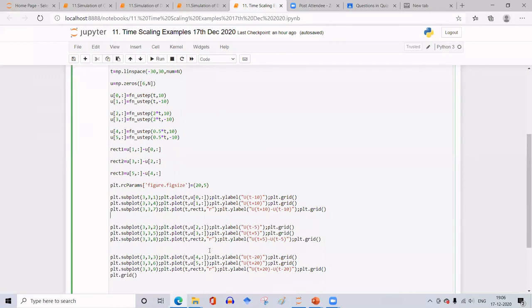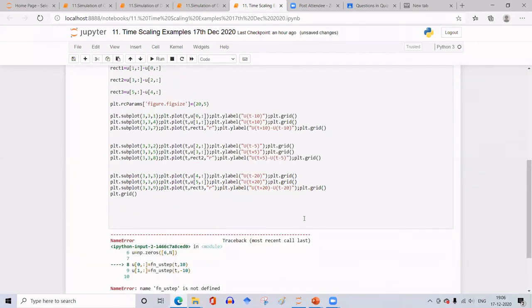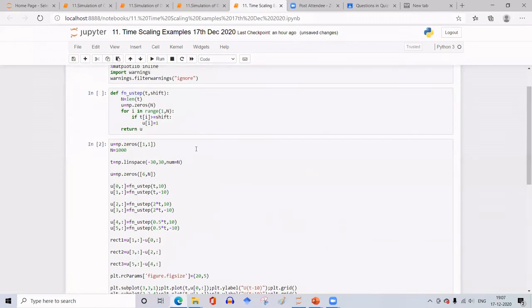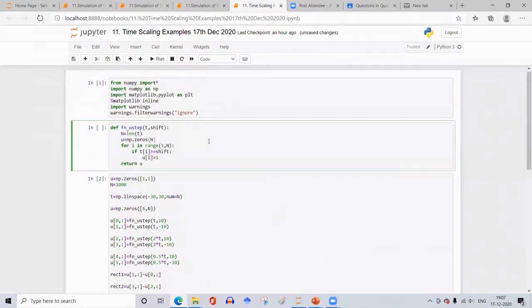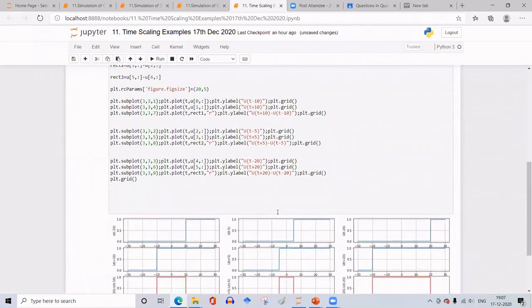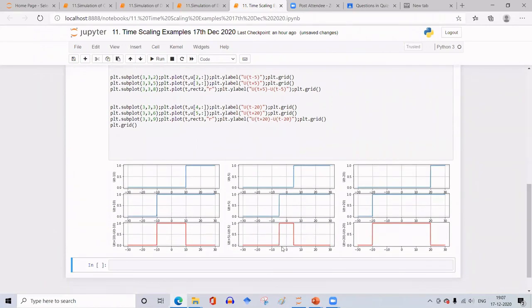And this one, what is that? U of 2, second one. Yes, this is halved and this gets doubled. So like this, I have organized it in the second column and this in the third column. If I run this, what is this? Step is not defined because I did not run this cell. Okay. So this is our u of 2t, and this is rectangle of 2t, rectangle of 0.5 t.